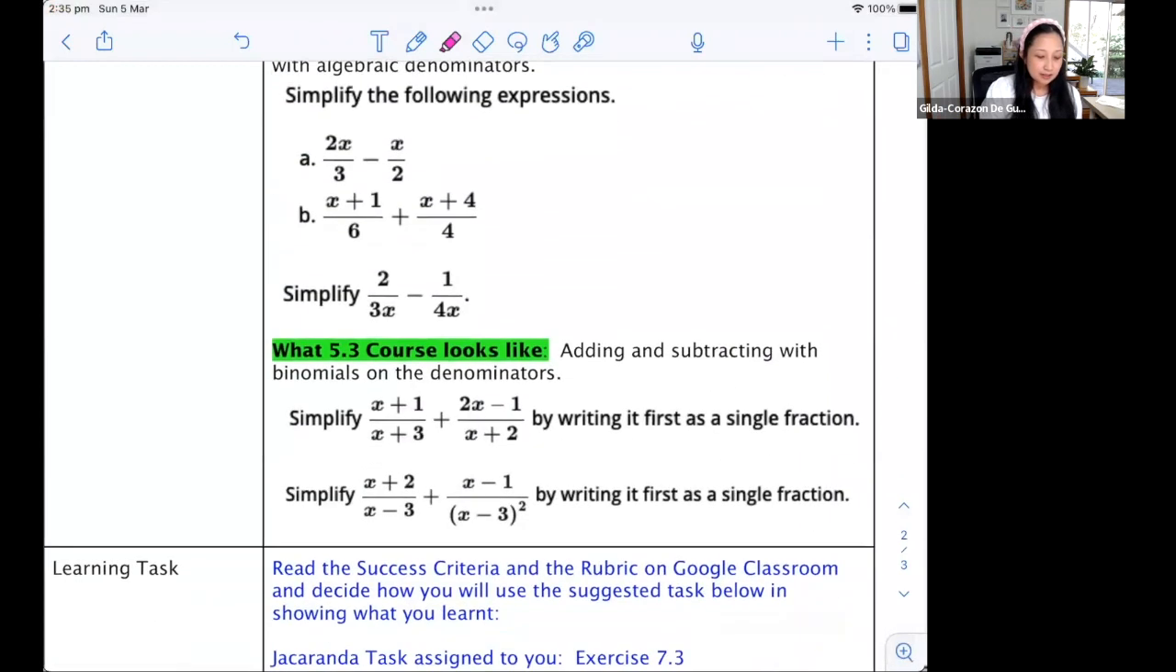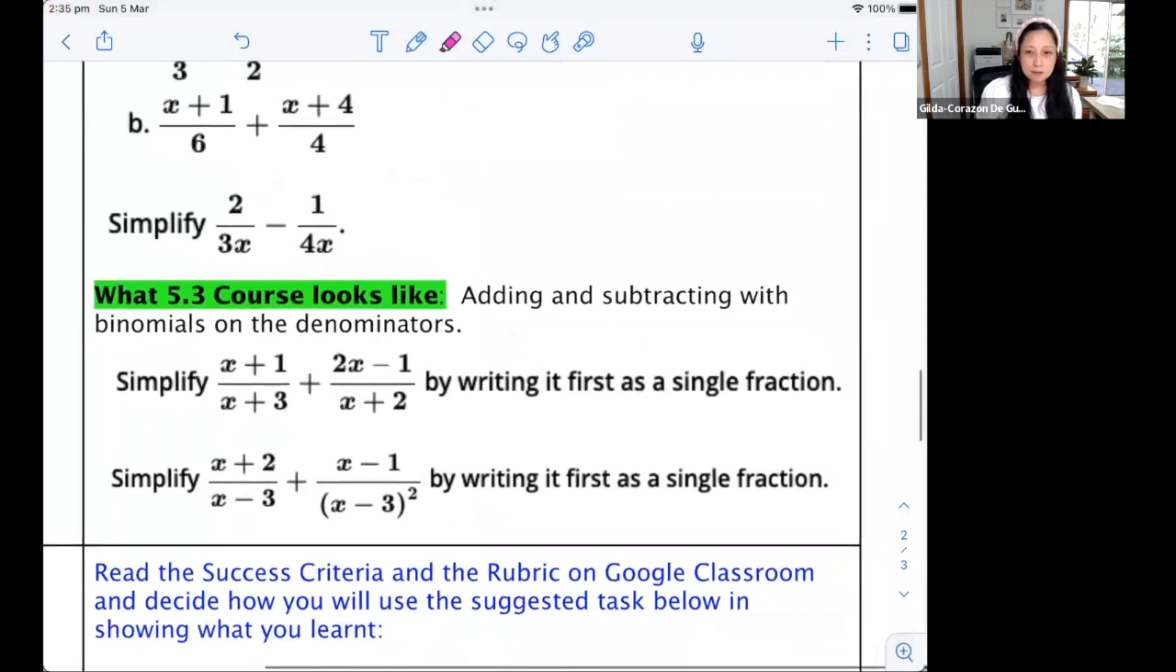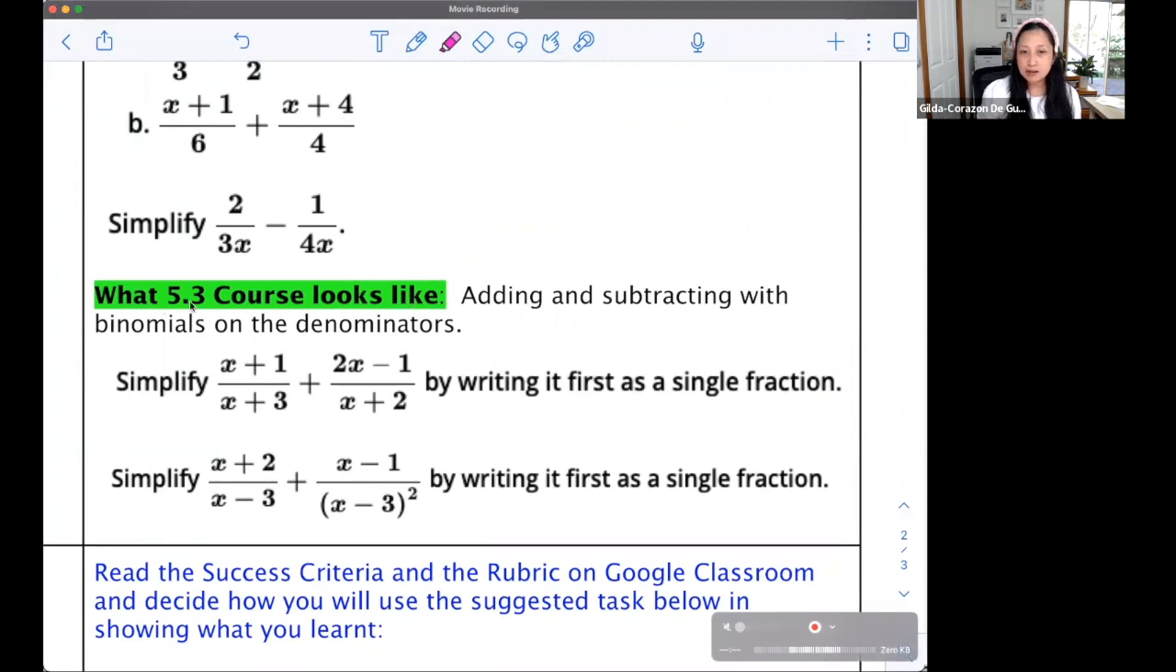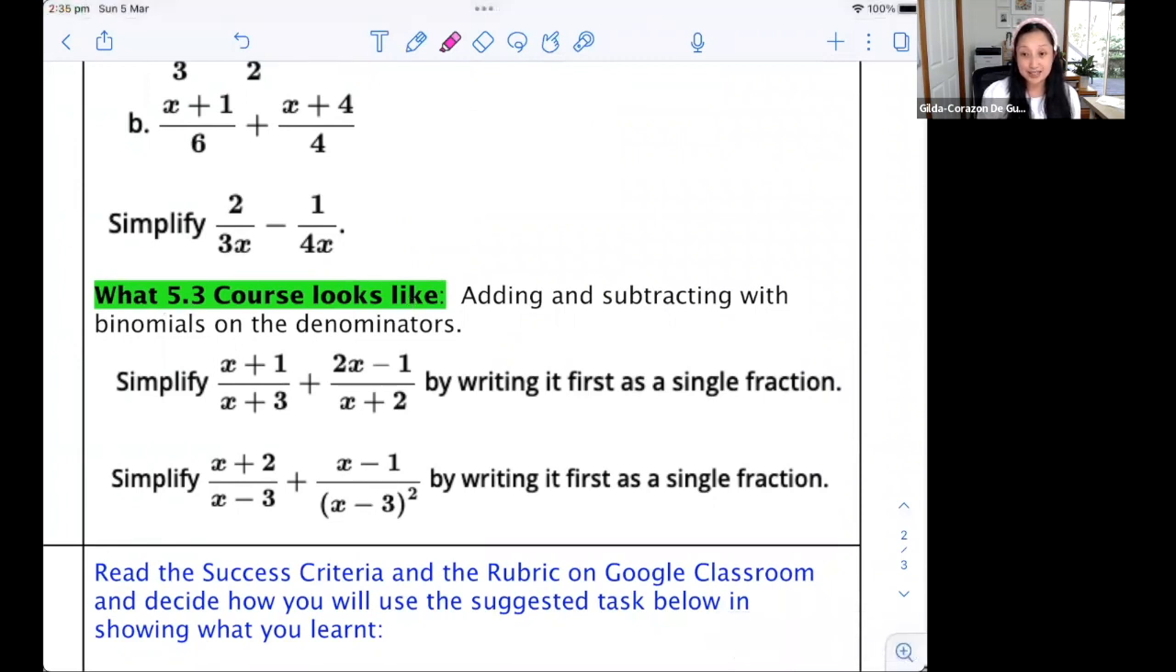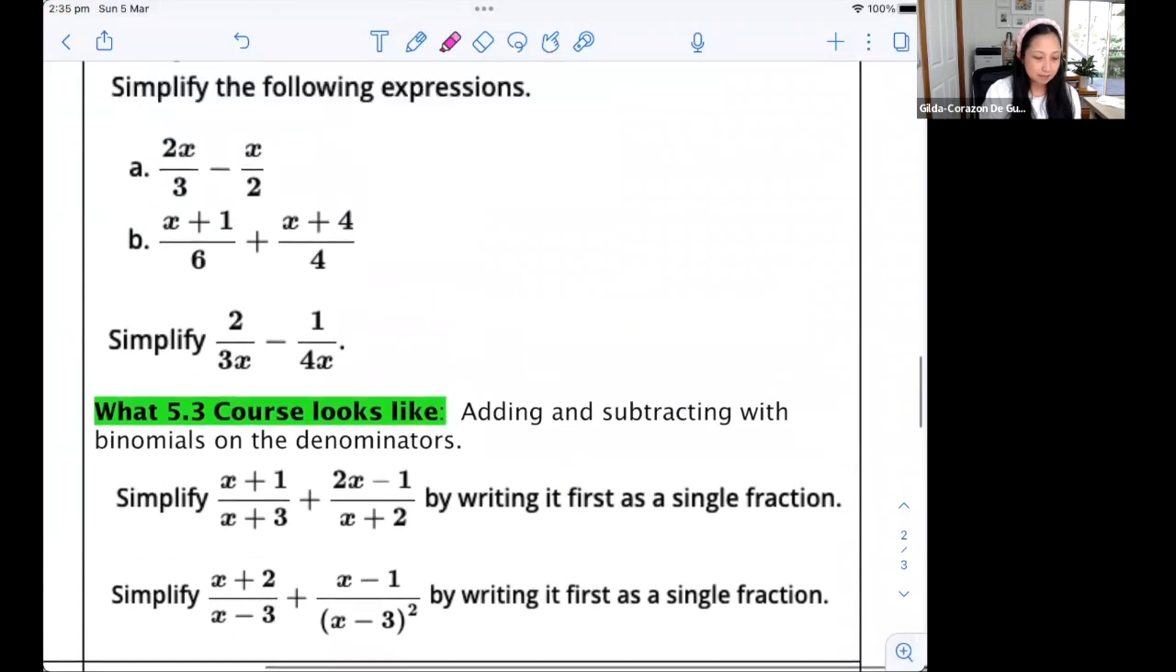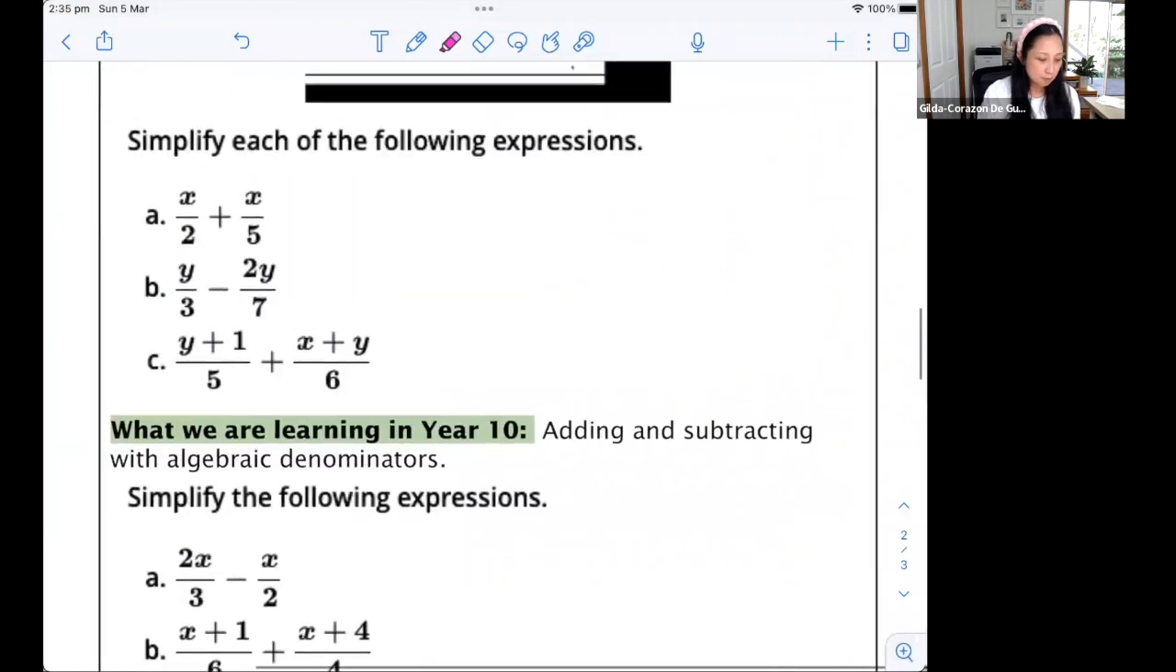Now, the one that would probably help you achieve the exceeding bit for this lesson is for you to have a look at what 5.3 course looks like when they are adding and subtracting algebraic fractions, and we'll be looking at those ones later today as well, okay? So let's do them one at a time.